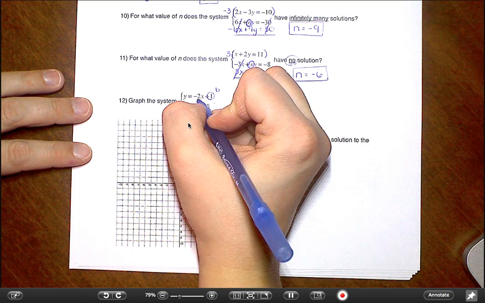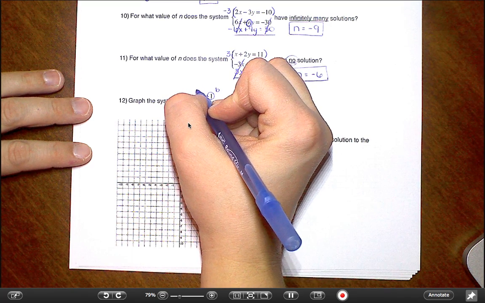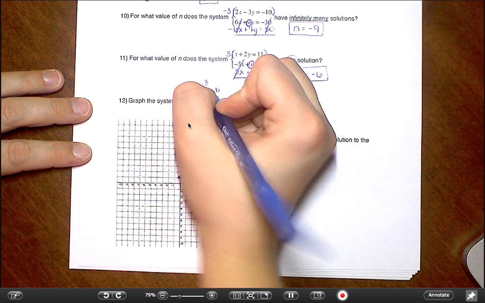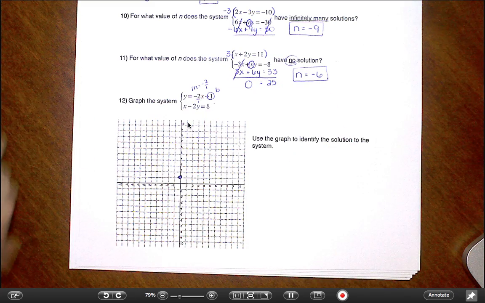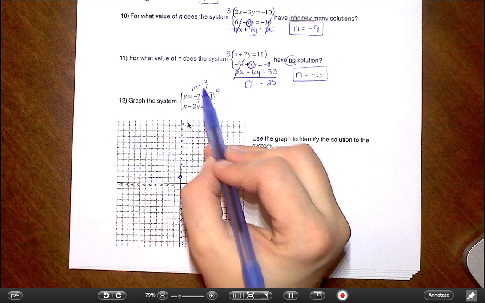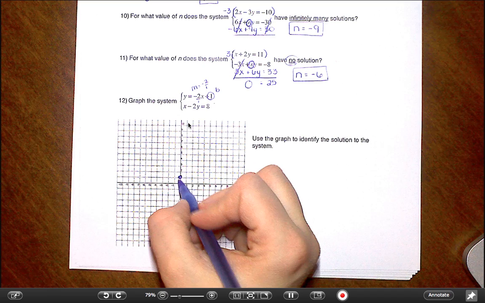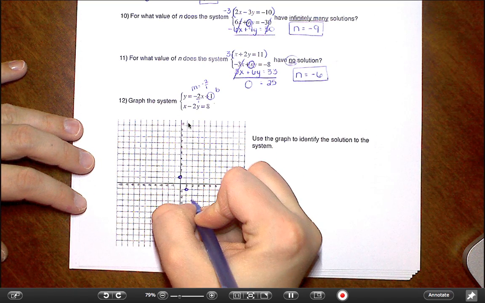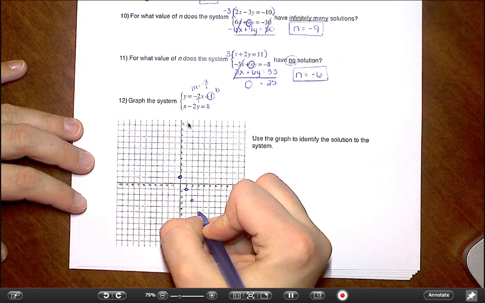And then this is my slope. So my slope is -2/1. I can always make it a fraction by putting it over 1. So that tells me to go down 2 and to the right 1. Down 2 and right 1. Down 2 and right 1.